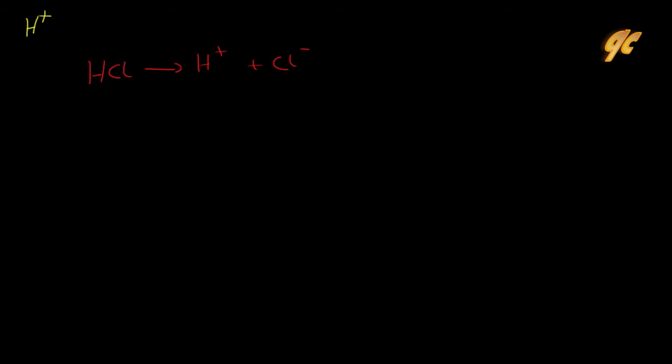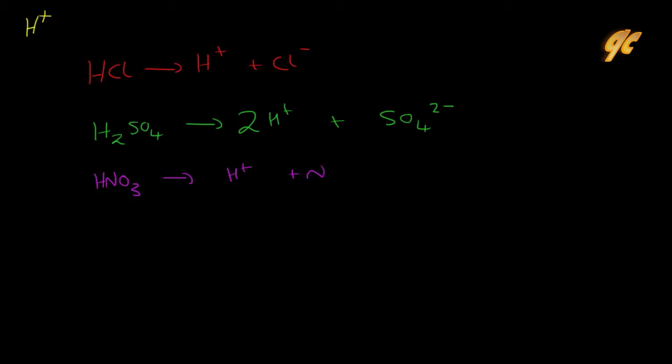The other strong acids that will fully ionize are sulfuric acid and nitric acid. So their equations: for sulfuric acid we would have H2SO4 fully ionize into 2 hydrogen ions and a sulfate ion. It's not quite like that, but we'll discuss that in a further video. And nitric acid would fully ionize into a hydrogen ion and a nitrate ion. And this is the Arrhenius theory.